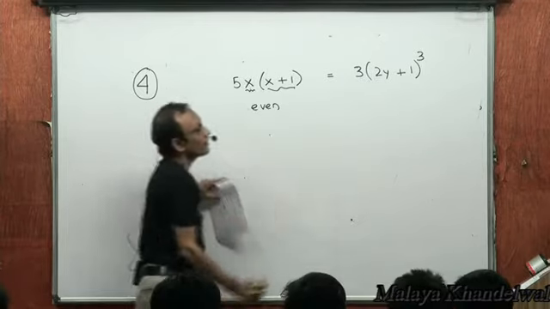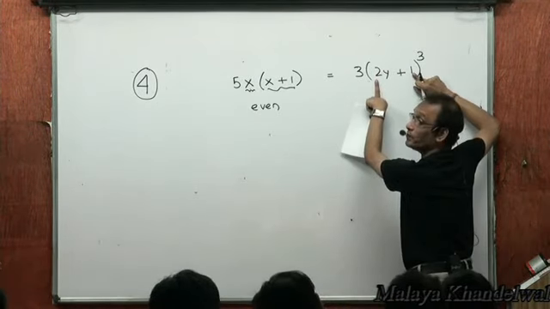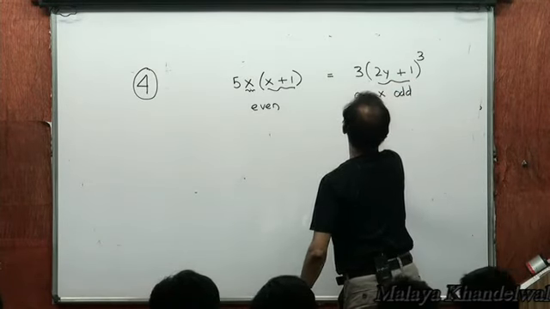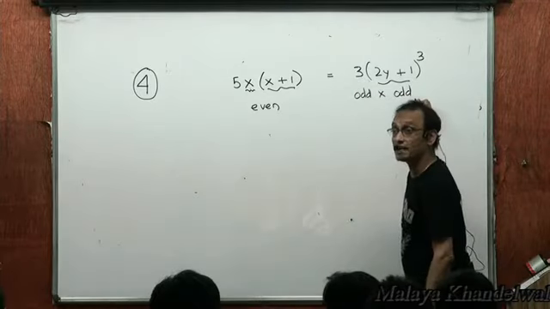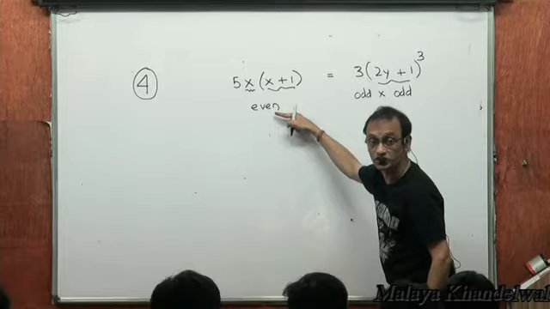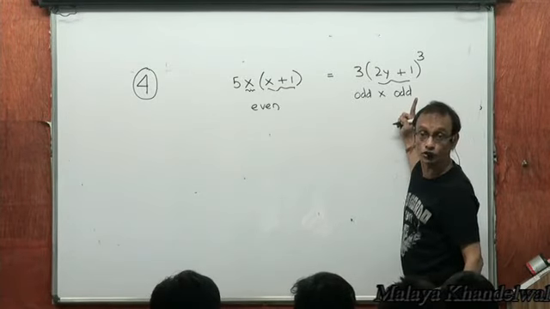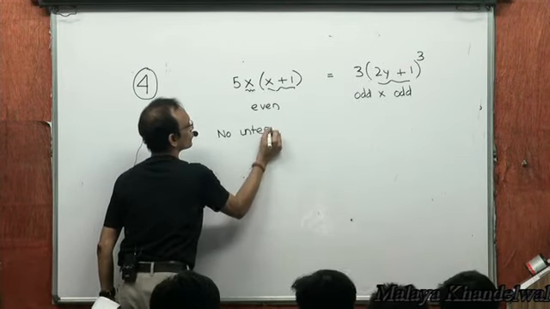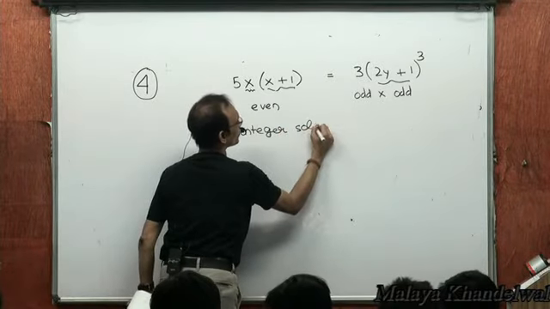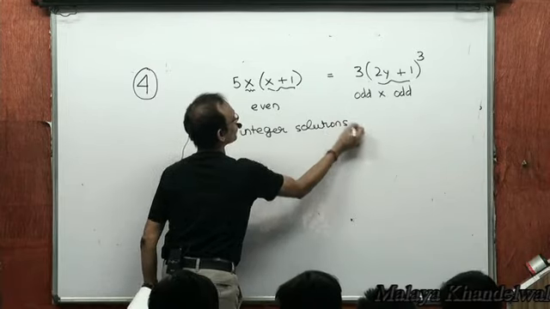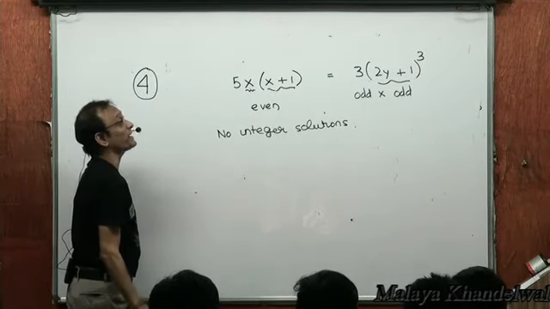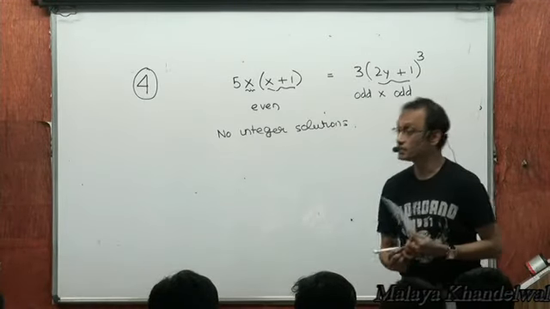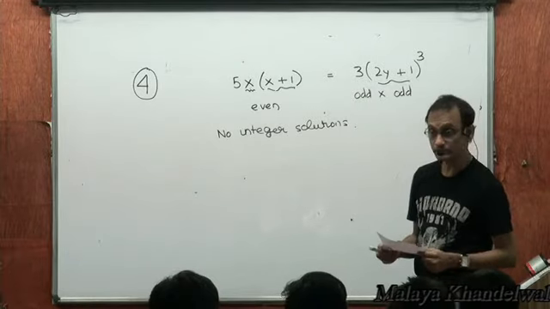Yes or no? But look at the right hand side. This is the cube of an odd number. So this is odd. Cube of an odd number would be odd into odd, so that makes it odd. So the right hand side is odd, the left hand side is even if x and y are integers. Therefore, there are no integer solutions to this equation. There are no integer solutions because the parity of the left hand side is even if x is an integer, and the parity of the right hand side is odd if y is an integer. Yes or no? So this is not possible.